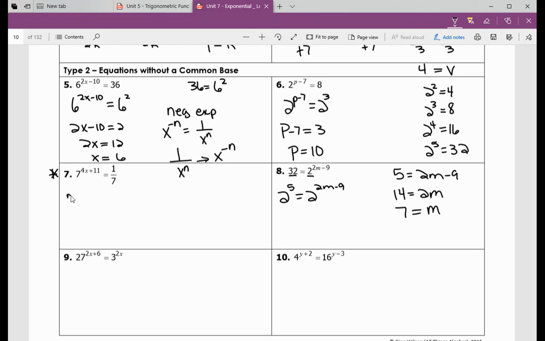So what I'm going to do with that right-hand side, since that 7 is in the bottom and I need it in the top of that fraction, I'm going to write it as 7 to the negative 1 power, because the understood exponent that's already there is a 1. By doing that, I've got like bases. You drop those bases, set your 4x plus 11 equal to negative 1, and solve the equation from there. So 4x equals negative 12, and x would equal negative 3.